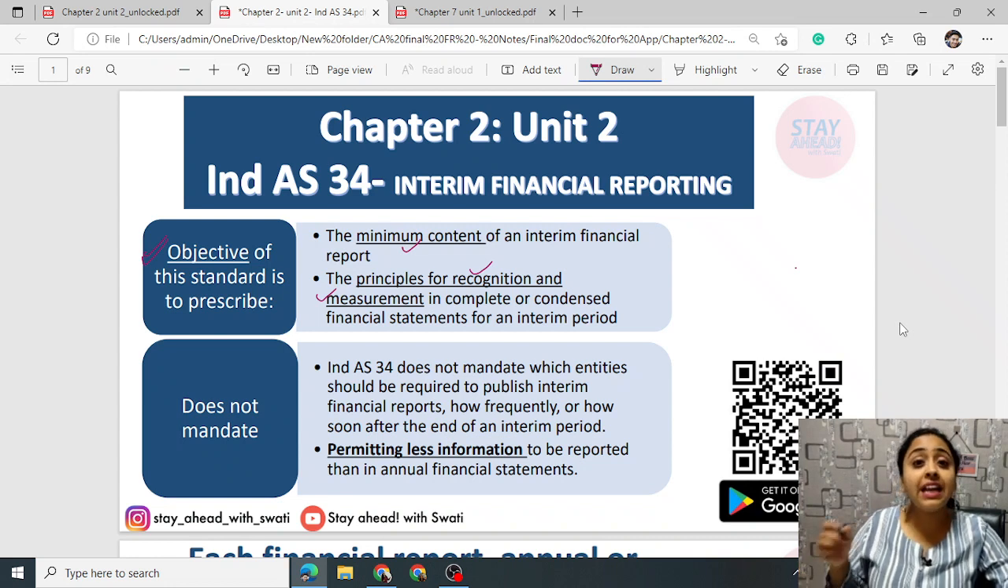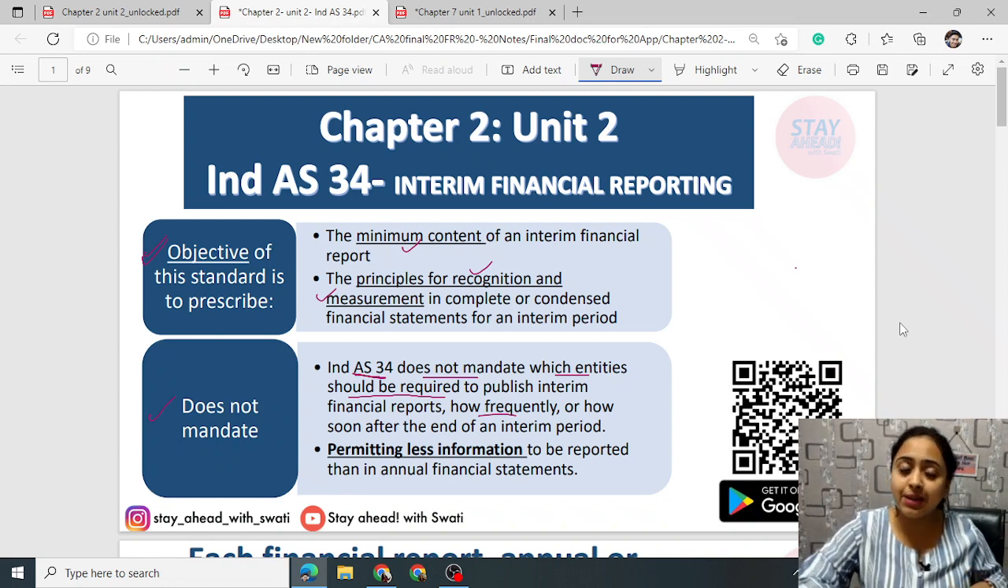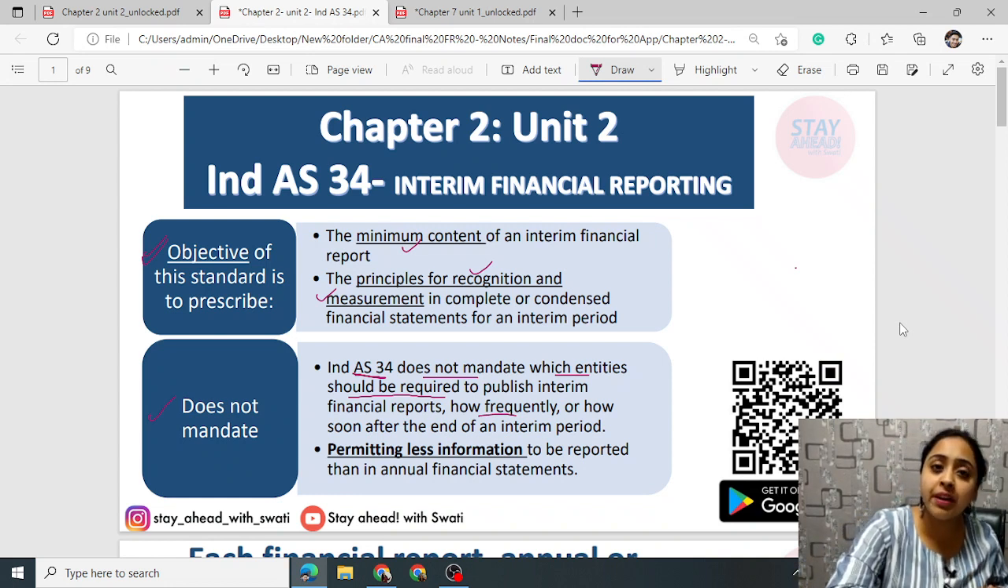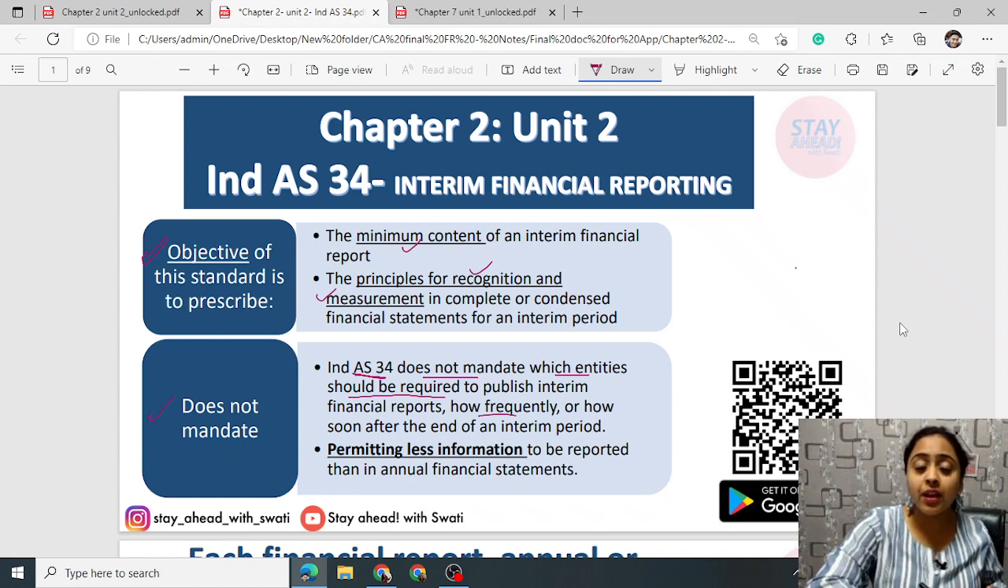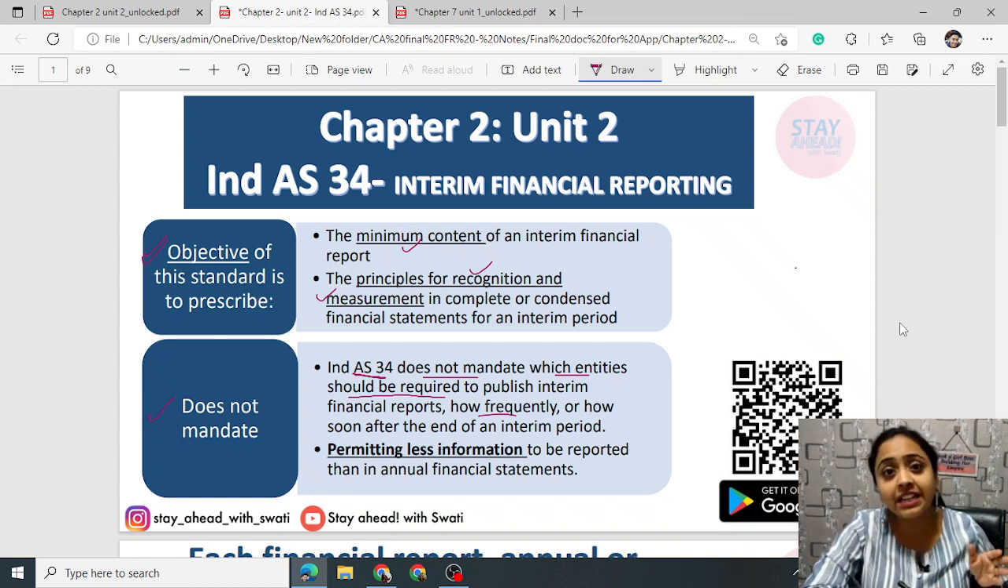Now, it never ever mandates, please read this. Ind AS 34 does not mandate, it does not require or make it compulsory which entities should be required to publish interim financial reporting. It does not say how frequently it should be made, how they should prepare it, when they should prepare it, or what should be the frequency of reporting it. It never ever prescribes. But if any entity chooses, it shows how one should present their financial statement information.